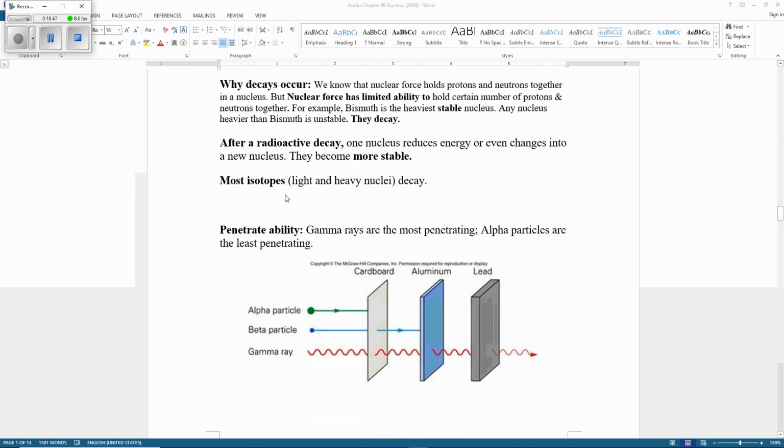Most isotopes, whether light ones like hydrogen or helium, or heavy ones like uranium, they all decay.